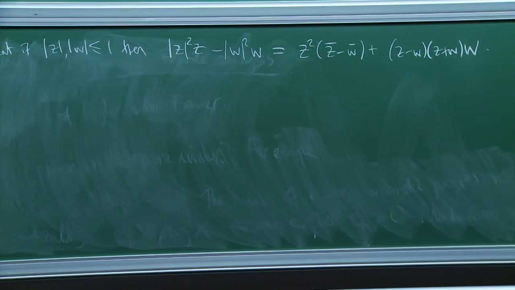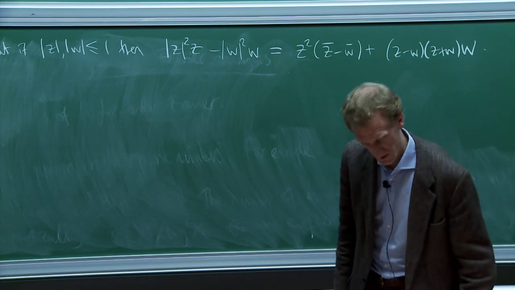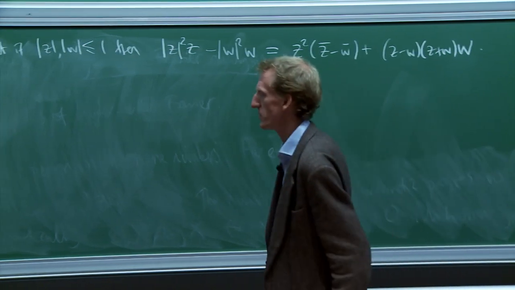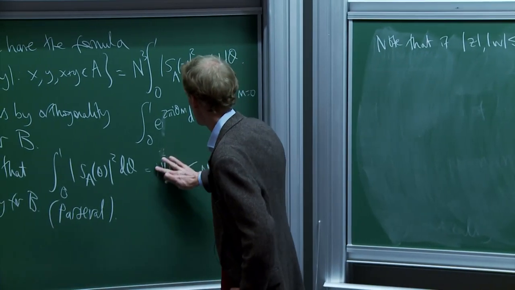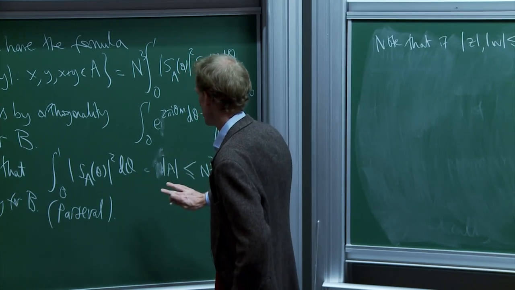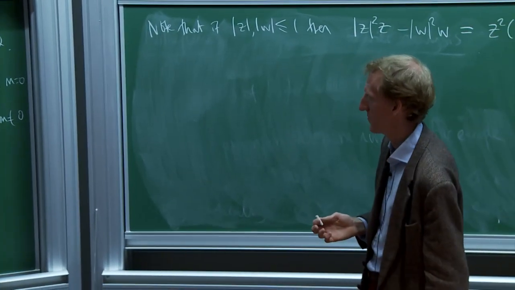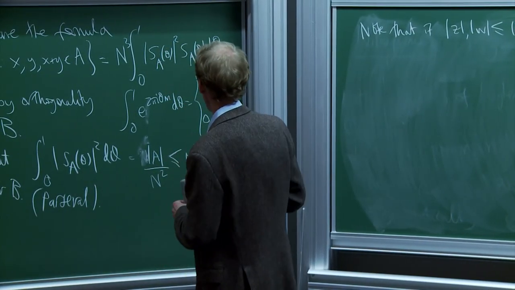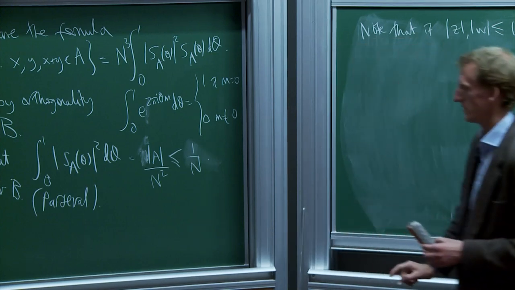I have a really stupid question. I'm sure it's not stupid. If the exponential sum is between 0 and 1, how can the integral between 0 and 1 be equal to n squared times the size of A? That is not a stupid question. Yeah, that's a good one. I must have got the normalization there wrong. I think it should just be the size of A, actually. Divided by n squared, exactly, because I normalized it. So this is at most 1 over n. Thank you.